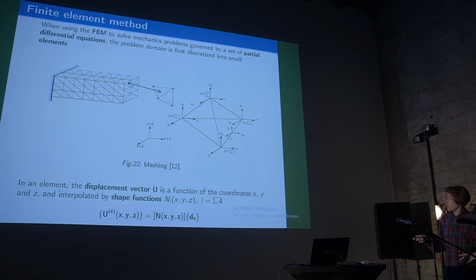As you can see, we can describe the displacement of each point of such kind of element in this way. So here we have on the left side some function, it's a displacement vector, and on the right hand side we have some shape functions, and here we have a vector of displacement of nodes.